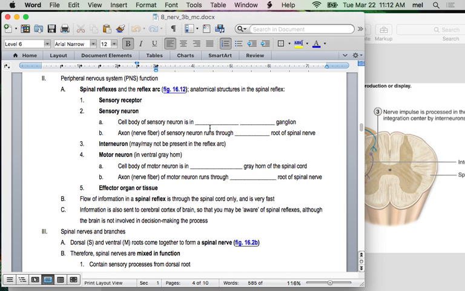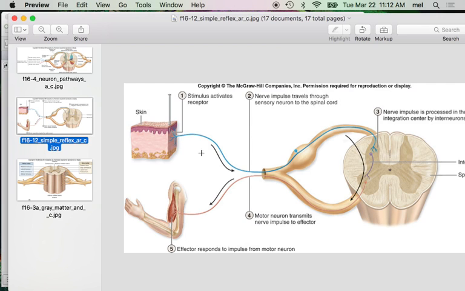Okay, so peripheral nervous system function. So spinal reflexes and the reflex arc. So what I'm saying is this is all a little loop that goes straight through the spinal cord, but it's got some parts to the loop and none of them are hard. So this is the last thing we're going to learn today.